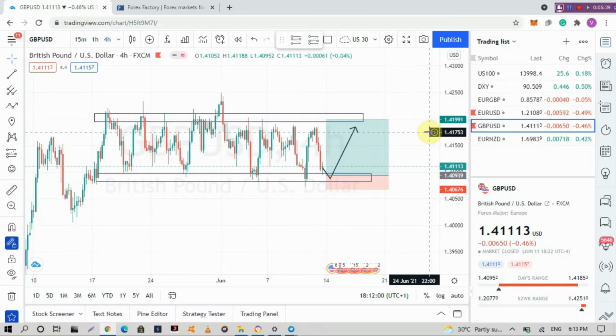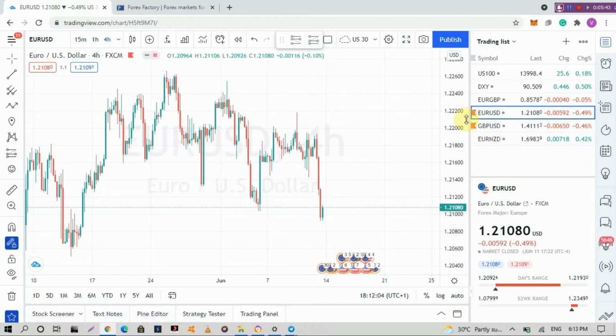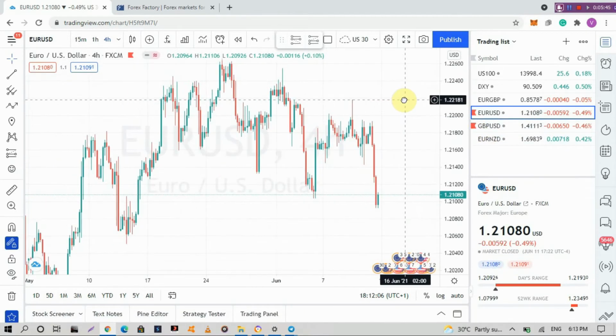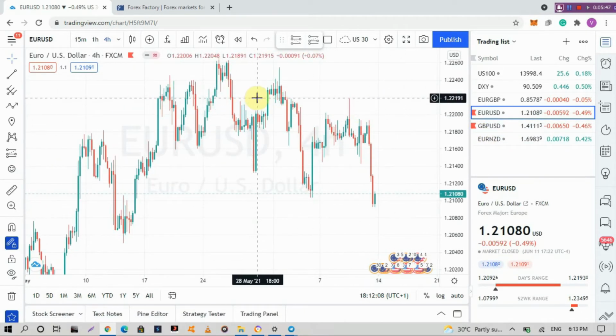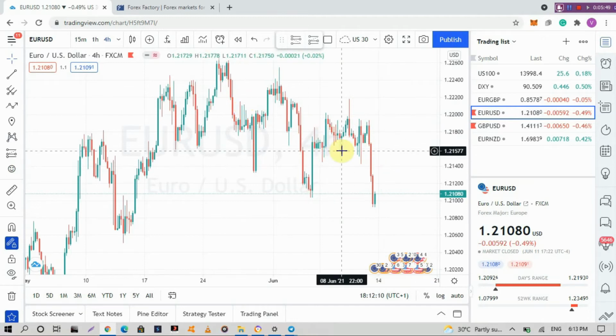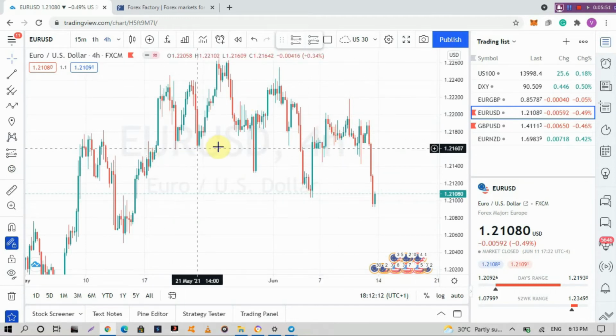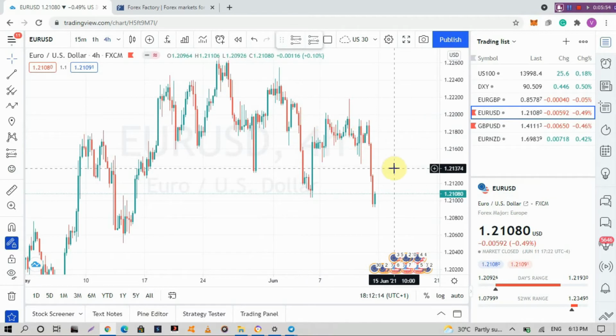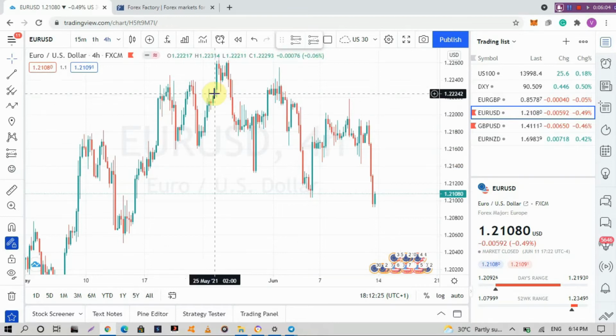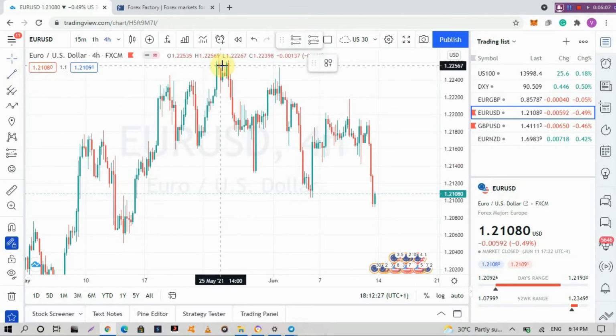So my next analysis I'm going to be looking at is the EURUSD for this coming week. You can see that EURUSD also has been on a strong downtrend. Price has broken structure, and we can see a downtrend has begun. Remember that the DXY is on an uptrend. The EURUSD has been on a downtrend, which means they are inverted towards each other.